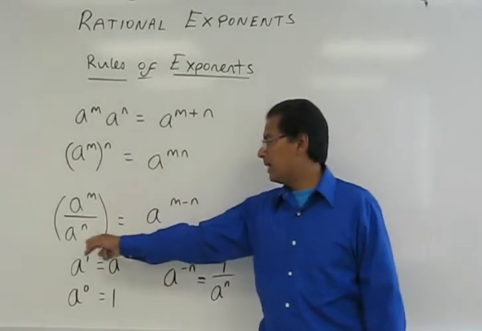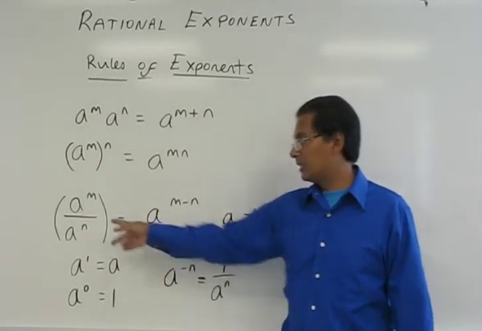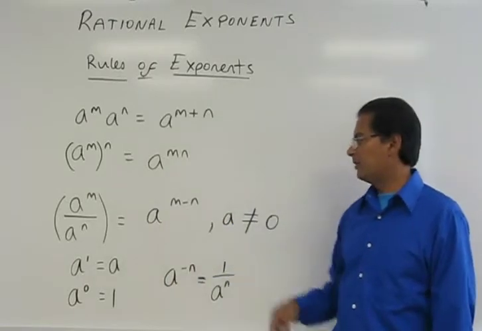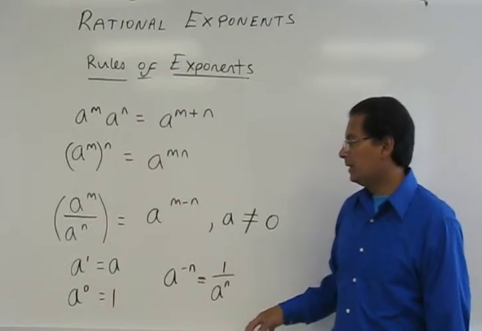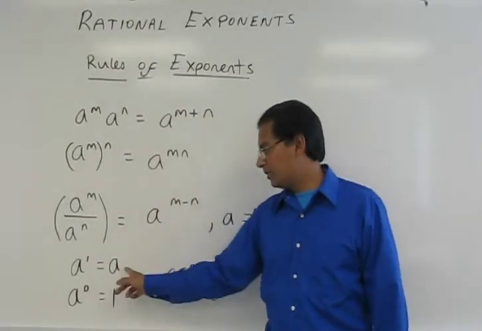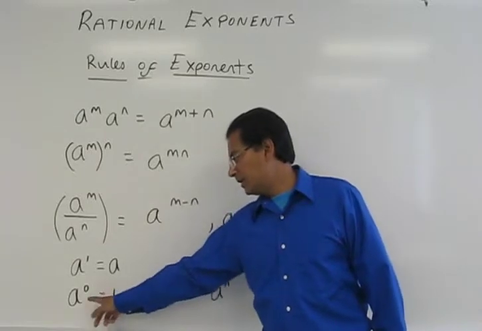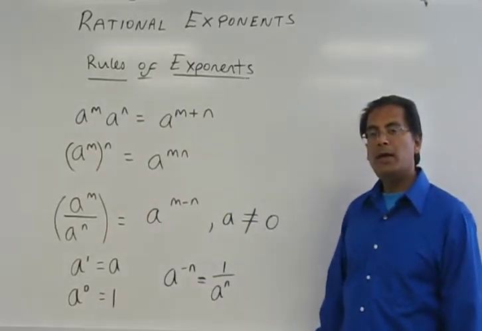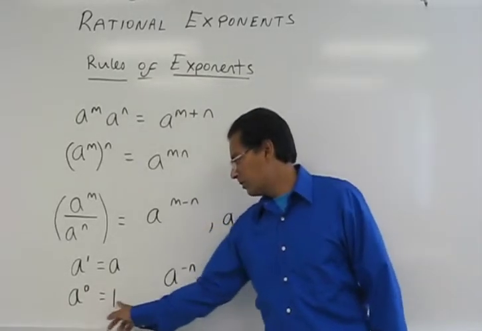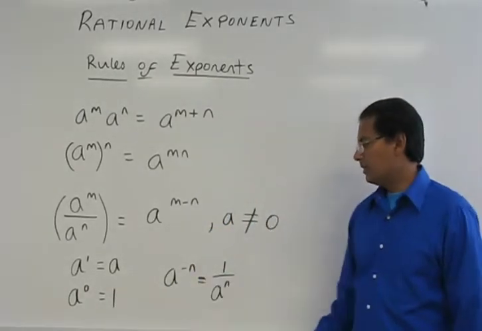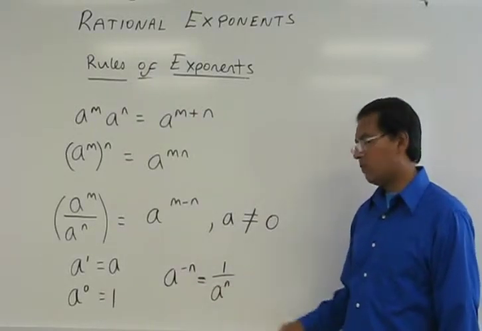A to the m divided by a to the n, you subtract exponents when you're doing a division with the same base. A to the m minus n. As long as a can't be 0 because you can't divide by 0. A to the 1 power just gives you back what you started with, a. Anything to the 0 power, a to the 0 power is 1, as long as a is not 0. So anything other than 0 to the 0 power is 1. A to the negative n power, the negative power means you flip it, is 1 over a to the n.